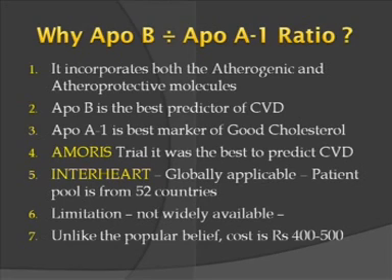The limitation of this particular ratio, ApoB to ApoA1, is these tests are not widely available. But unlike the popular belief, these tests are not very costly. If you ask an estimate of ApoB and ApoA1, it may cost around 400 to 500 rupees. But availability, universal availability is a problem.